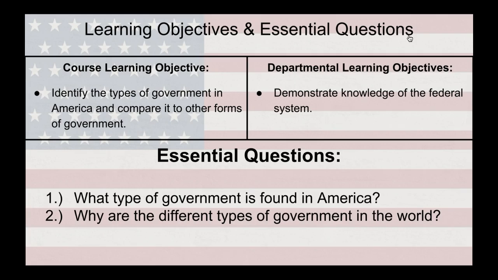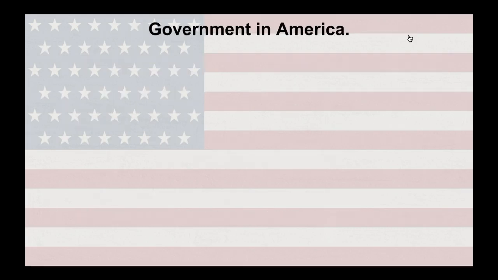By the end of this lesson, you should be able to answer the following questions. Number 1, what type of government is found in America? And number 2, what are the different types of governments found in the world? So let us begin.